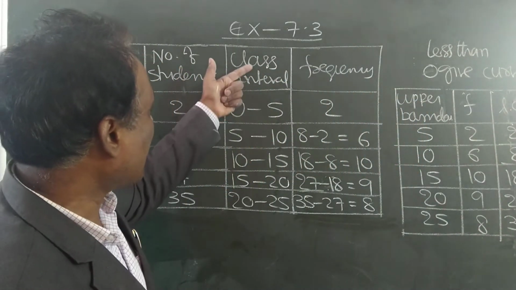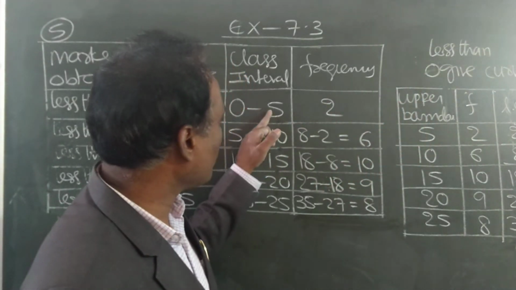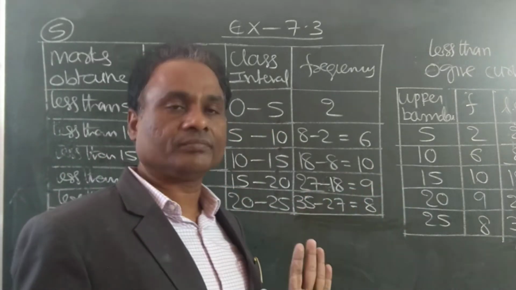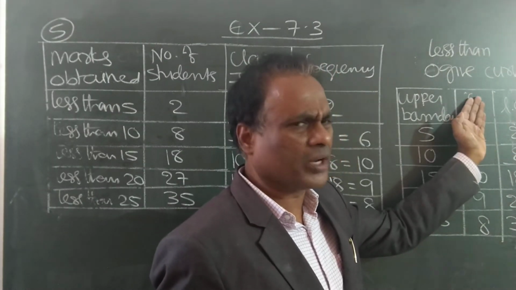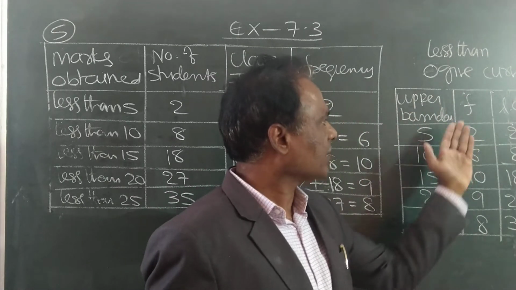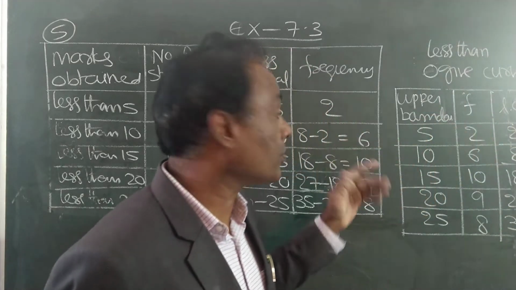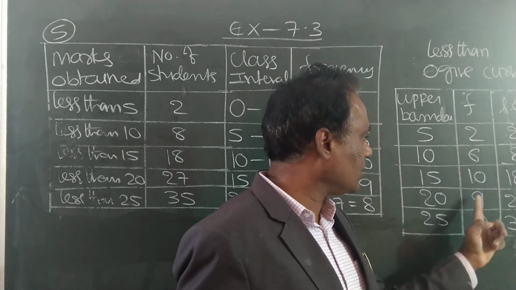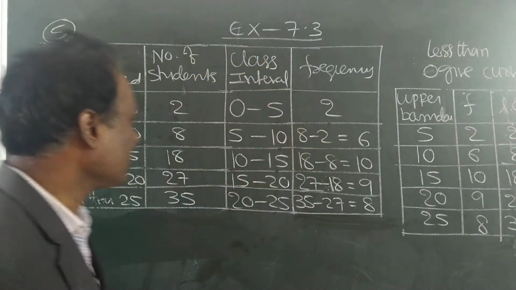Students, class intervals are prepared already. First we require upper boundaries: 5, 10, 15, 20, 25. Next what we require? LCF. Actually writing the frequency again is not necessary, I only copied it here. Less than cumulative frequencies means adding the frequencies from top. First 2, 2 plus 6, 8. 8 plus 10, 18. 18 plus 9, 27. Then 27 plus 8, 35. Like that we have to prepare.